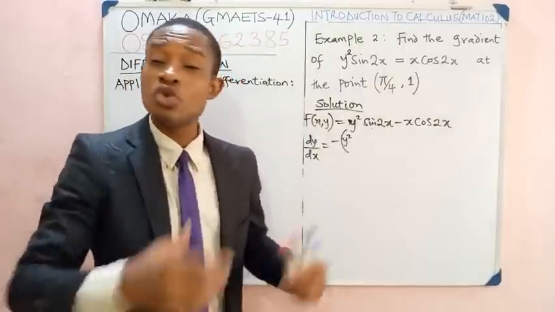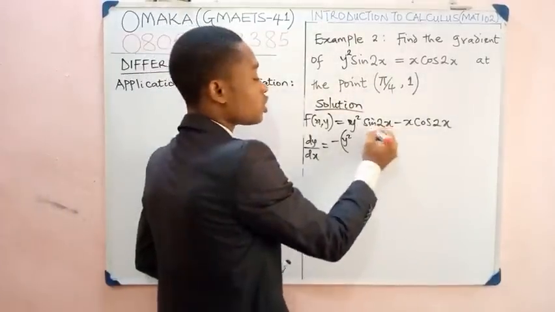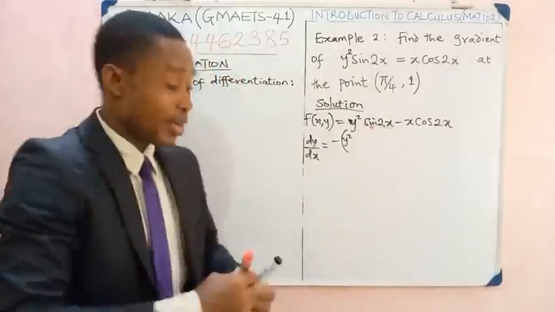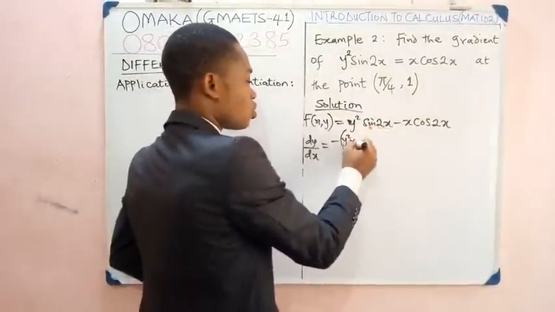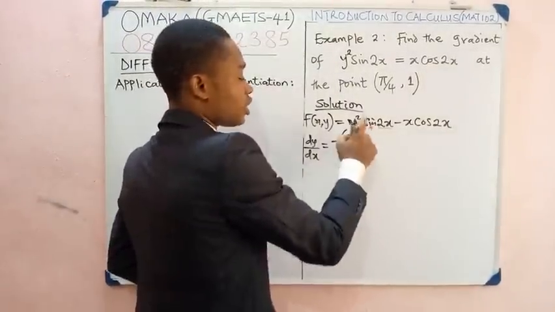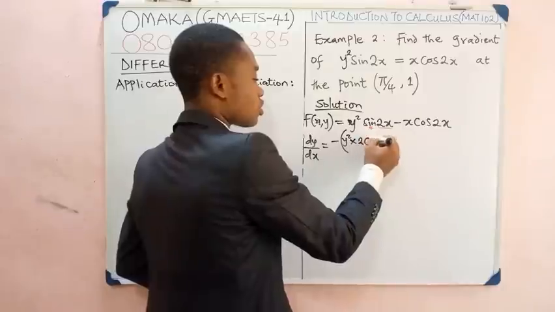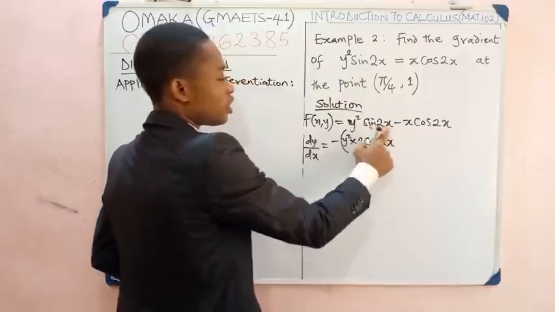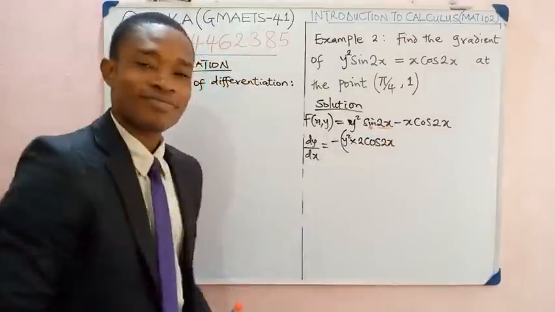Remember our previous videos, you use the concept of what? Minor function and major function. Differentiate the minor, which is 2x, you're going to get what? 2. Then differentiate the major function, which is sine. You get cos. Then cos of the minor function in front, 2x.